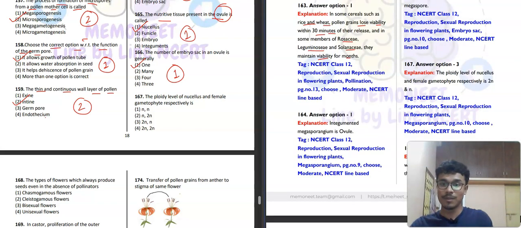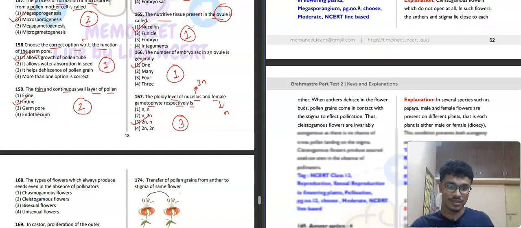167. The ploidy level of nucellus and female gametophyte respectively is. The ploidy level of nucellus is diploid. Nucellus is a diploid structure and female gametophyte is a haploid structure. So this will be 2n and n. The third option will be your correct answer for this question. Moving towards the next question, 168.